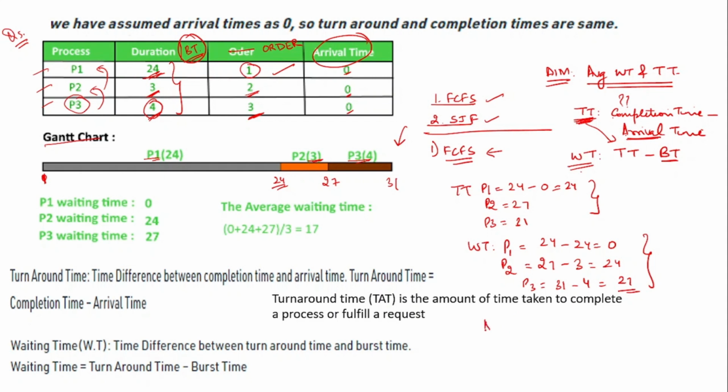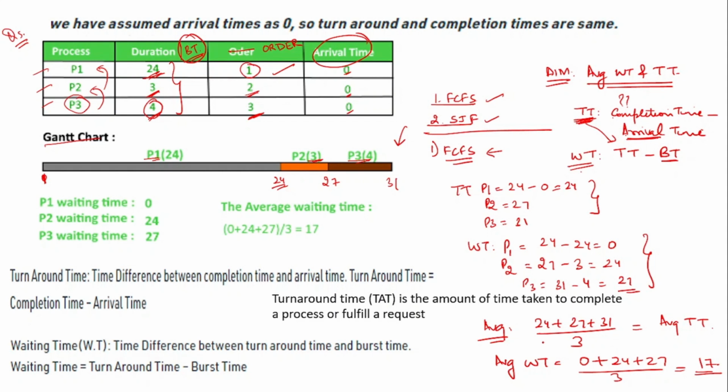Now the average would be, again, we will be adding these three values divided by 3. So 24 plus 27 plus 31 divided by 3 would give me the average turnaround time. And the average waiting time would be 0 plus 24 plus 27 divided by 3, which would give me, I think, 17. So this would be the average waiting time of all the processes. So that's how you will be calculating the average waiting time and average turnaround time.